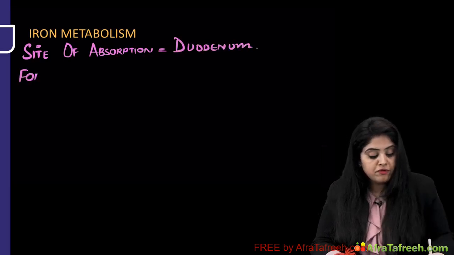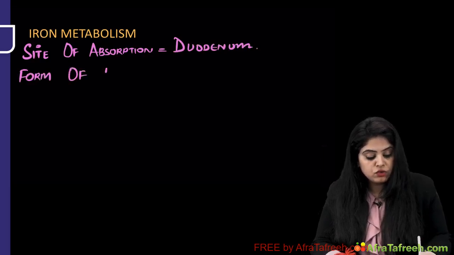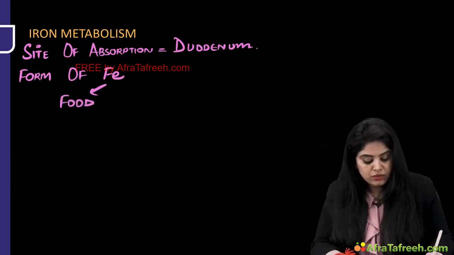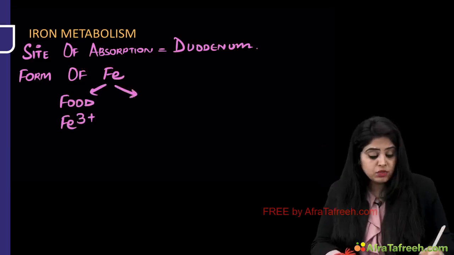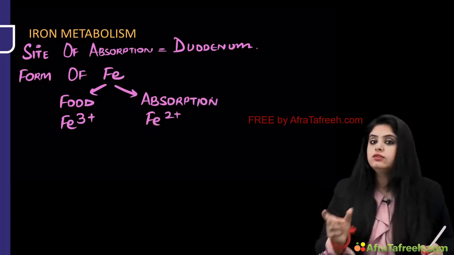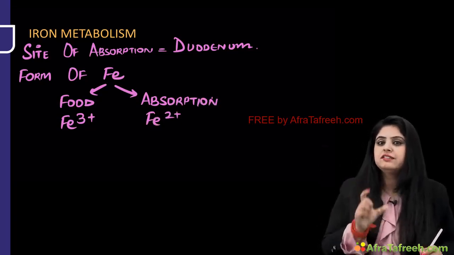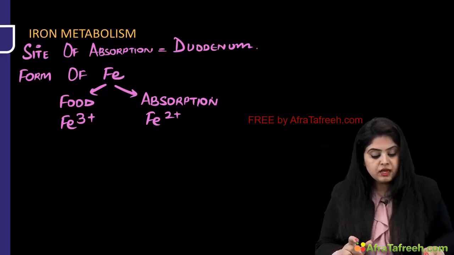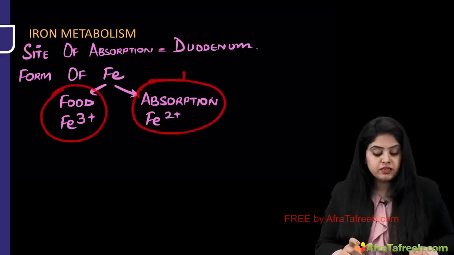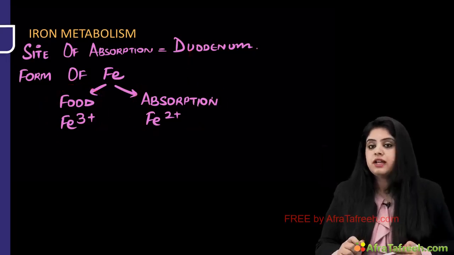And what is the form of iron that I'm talking about? If they ask you what is the form of iron that you have in the food, this is usually Fe3+ iron in the food. But what is the form of iron that I will use for absorption? Which is the form of iron that my body absorbs? That is Fe2+. So can you see that I will need one step? I will need some helper who will help me convert the Fe3+ in my food into Fe2+ so that I can absorb it in the duodenum. And I will tell you in a while who that helper is.